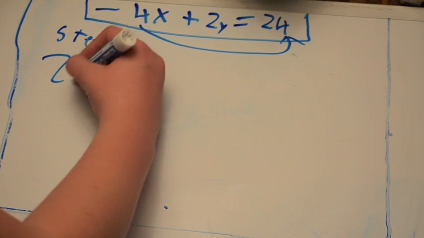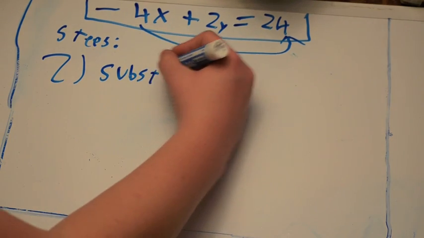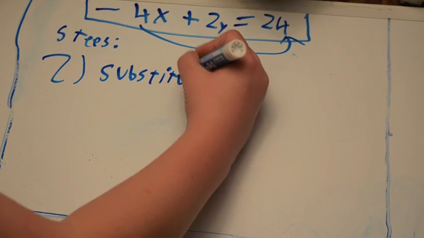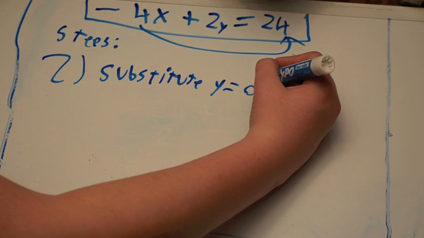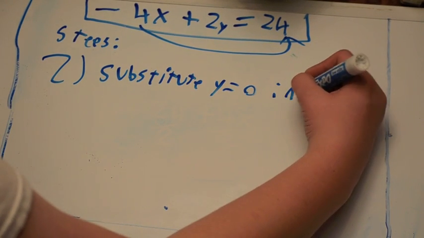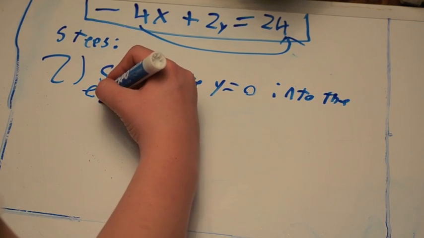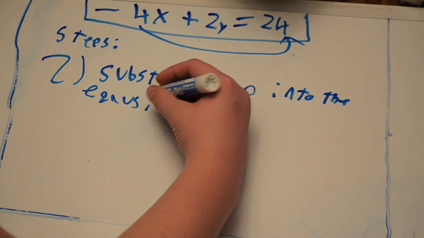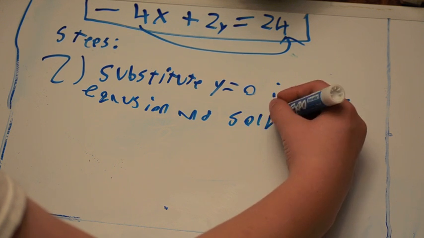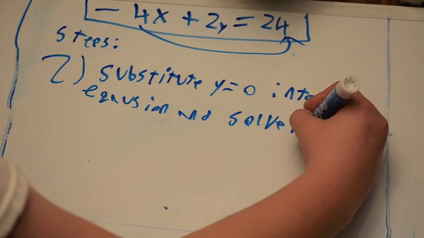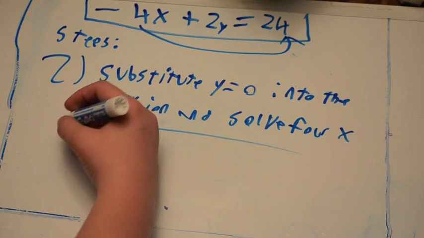Now we can move on to the next step, and the next step is to substitute y equals 0 into the equation and solve for x. This is basically the whole rest of the problem. Because we know, obviously, that our y-intercept is, well, it was 20, now it's 12, but we still don't know our x-intercept. So that's what this will do. It'll allow us to find out what our x-intercept was, of course.